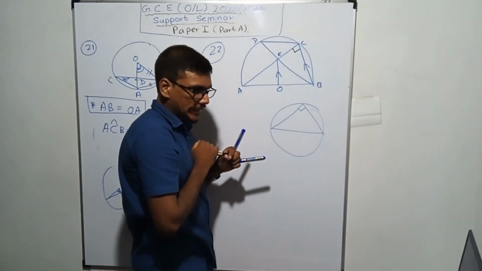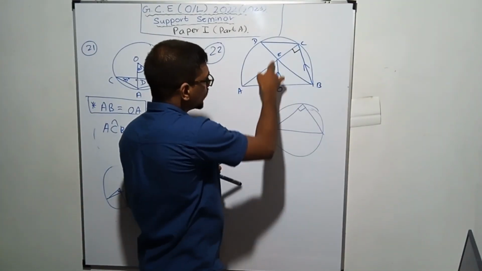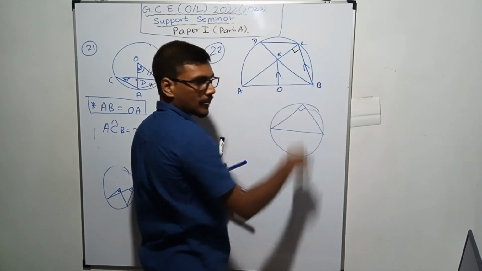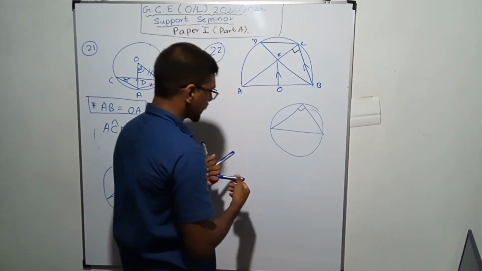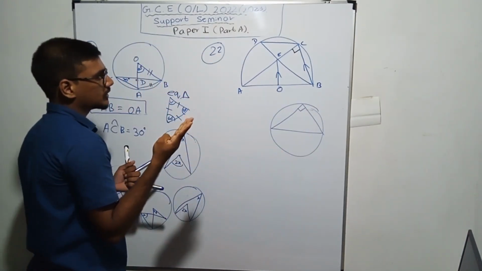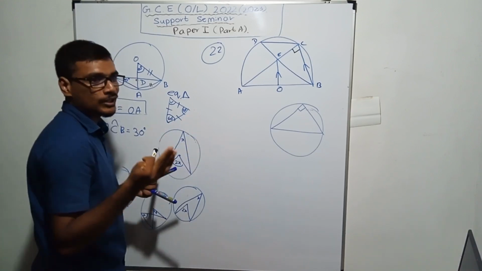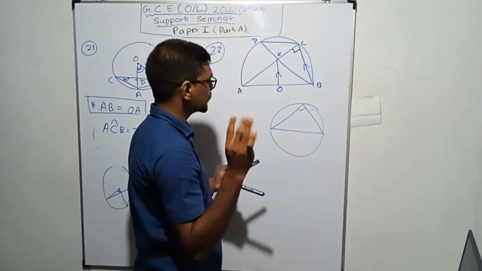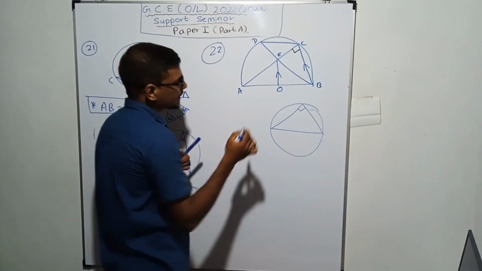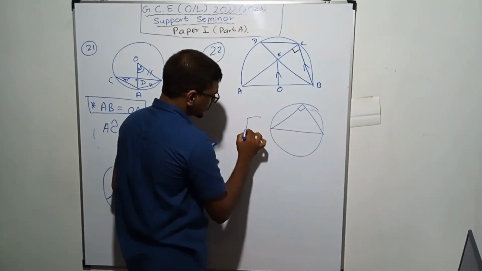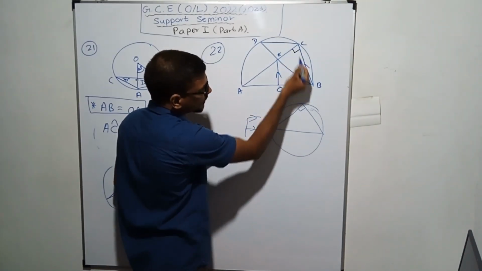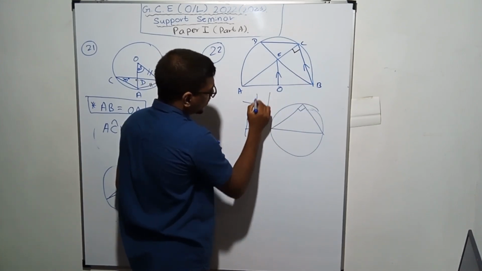Then they have given EO is parallel to BC. EO is parallel to BC. These two are parallel to each other. Then theorems related to parallel lines: corresponding angles, alternate angles, allied angles. Those three can be taken. Yeah, what can you take? Corresponding. Theta, can you see? Theta is in this way.